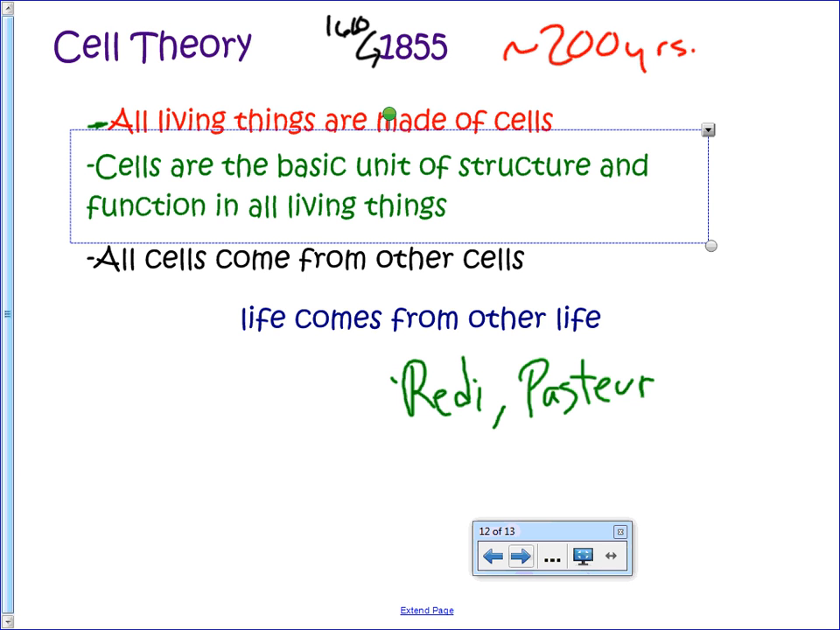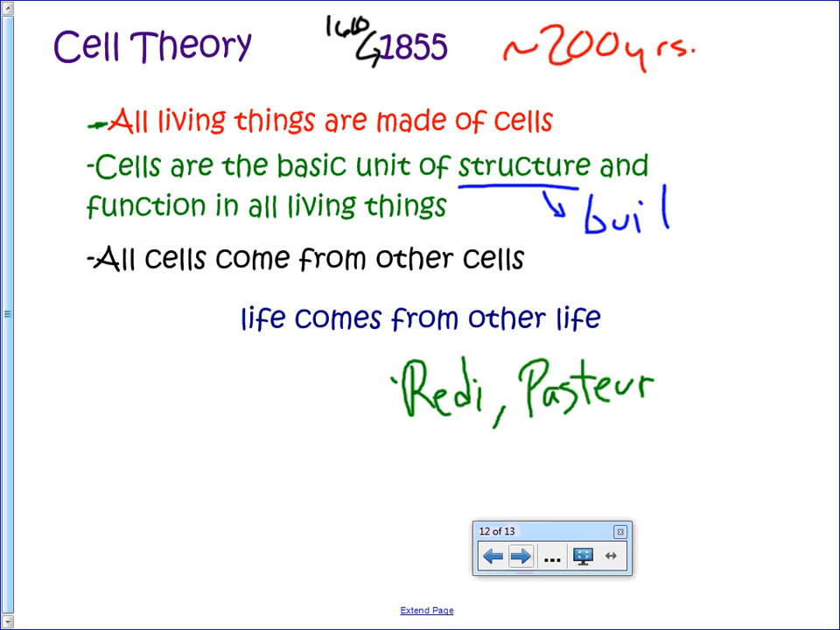Well, what does structure mean? What it's made of, what it's built of. And what does function mean? What is the function of something? Yes. Yeah, how it works. What job it does. So cells not only build us, but cells help us work properly.